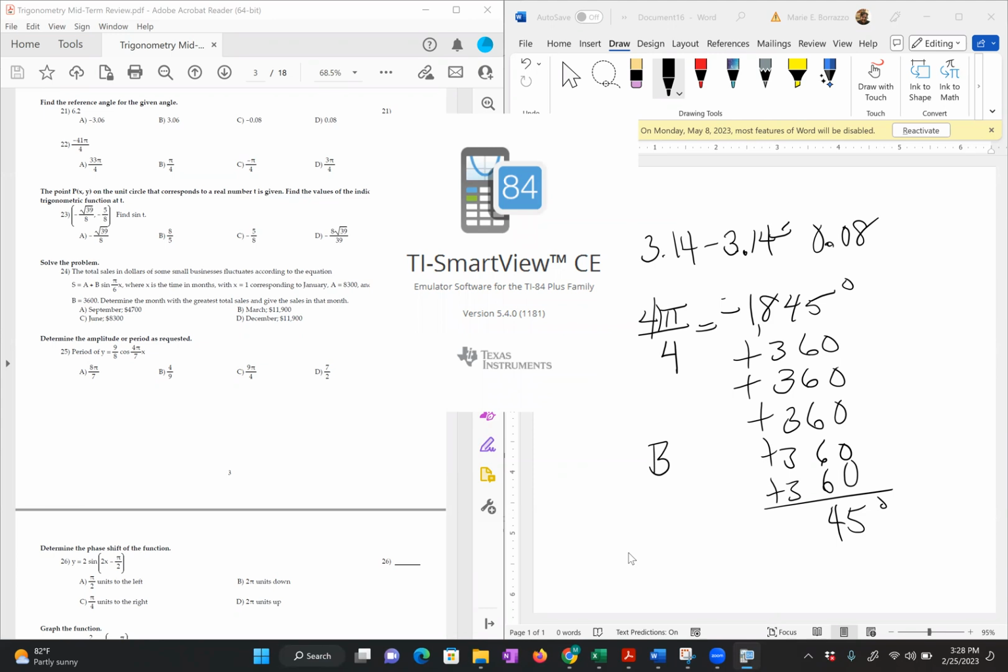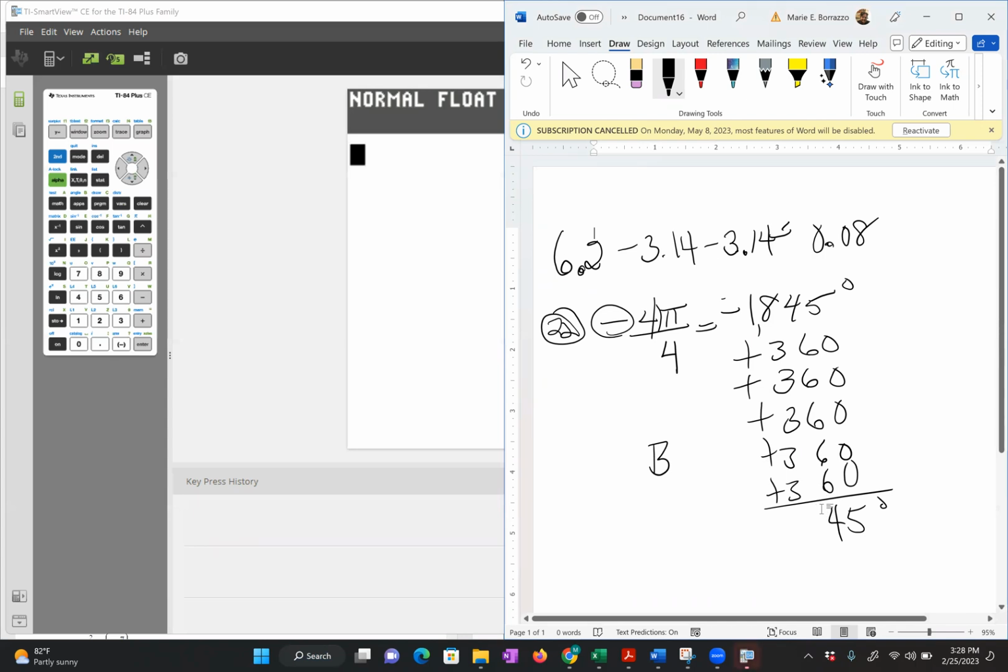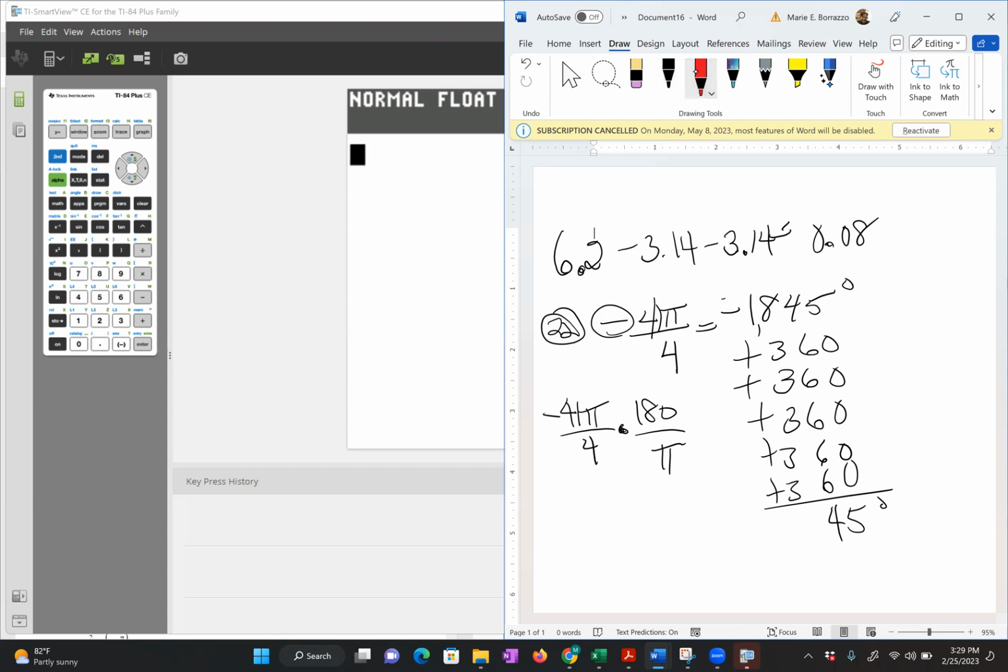I went through the process of taking the original negative 41 pi over 4 and changing it to degrees. If you forgot that process, let's go with negative 41 pi over 4. Let me erase here for a minute. We multiply that by 180 over pi. What you'll notice is the pi's cancel. 4 goes into 180 45 times. And this times this results in 1845 degrees, 1,845 degrees.